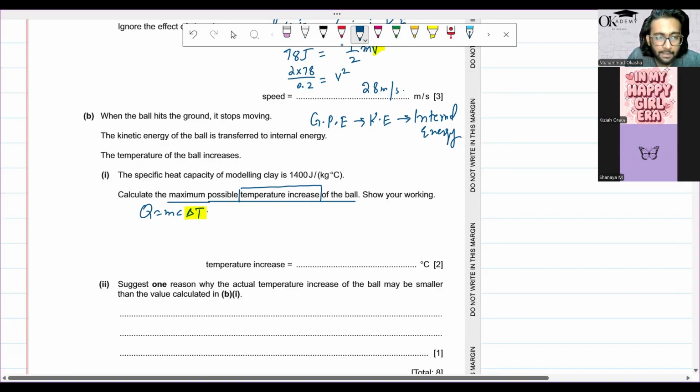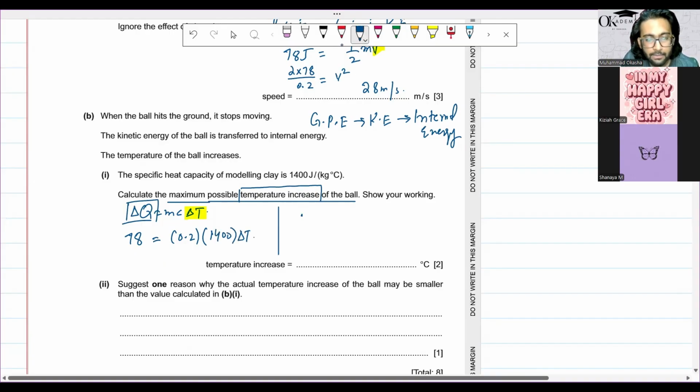The amount of heat energy was previously the kinetic energy, which was previously the gravitational potential energy. Then it was converted into kinetic energy, and the same energy was then converted into internal energy. So it's essentially the same thing. 78 equals mass, which is 0.2, times C, which is 1400, times delta T.